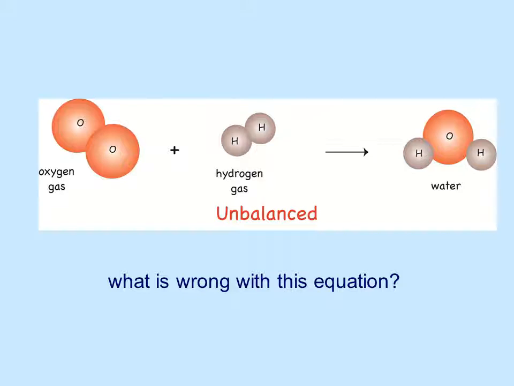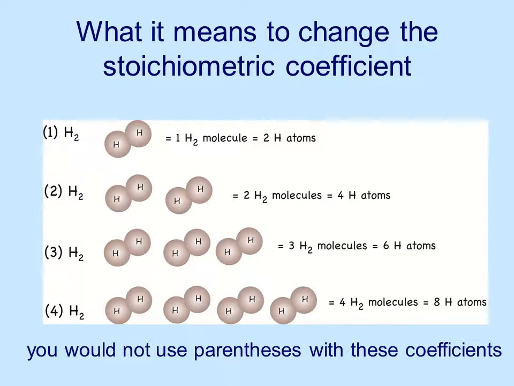Now, if we look at this equation, we find a reaction between oxygen and hydrogen, and we know this reaction takes place and we form water. But what's the matter with the equation? We have 2 oxygens on the left-hand side, we only have 1 oxygen on the right-hand side. Now we do have 2 hydrogens on either side, but you've got an imbalance in the number of oxygens. So how do we fix it? Well, we change the stoichiometric coefficient.